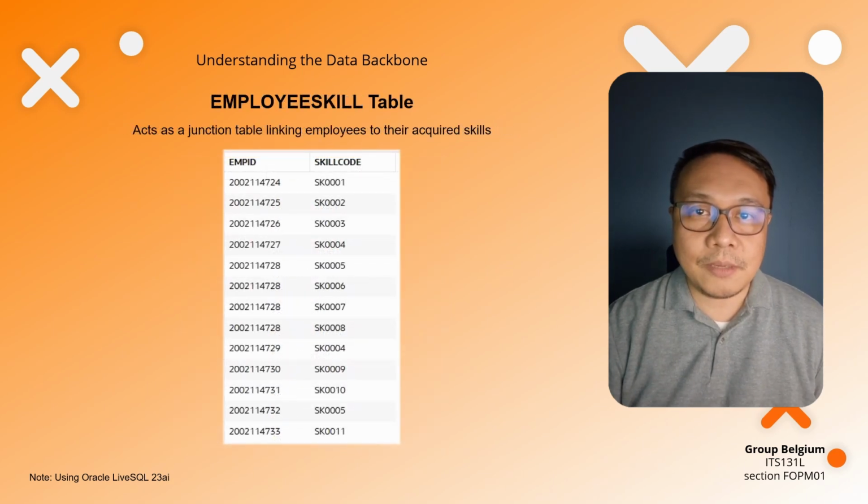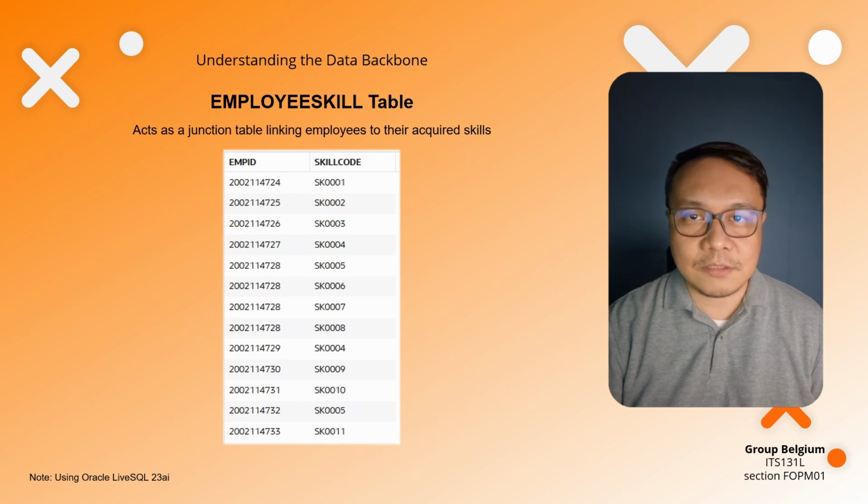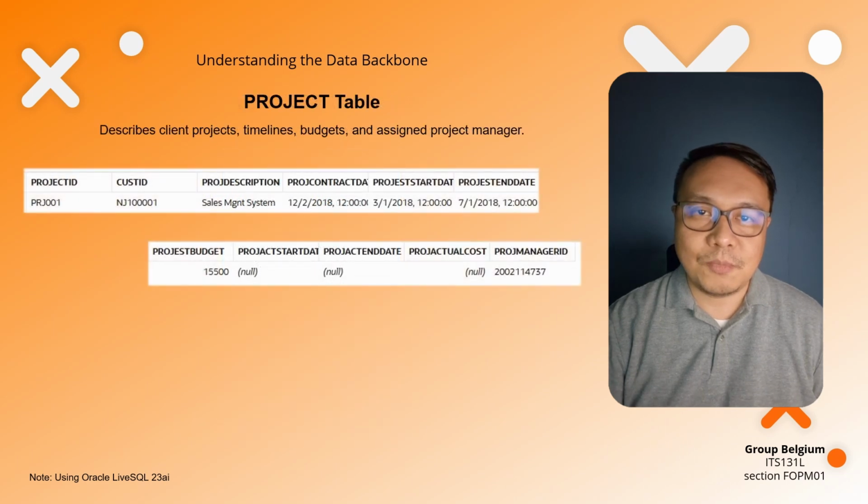The employee skill table is a junction table linking employees to their individual skills. This supports many-to-many relationships for dynamic staffing flexibility. The project table defines client engagements, including scope, budget, duration, and assigned managers. It also serves as the anchor for downstream scheduling and billing.